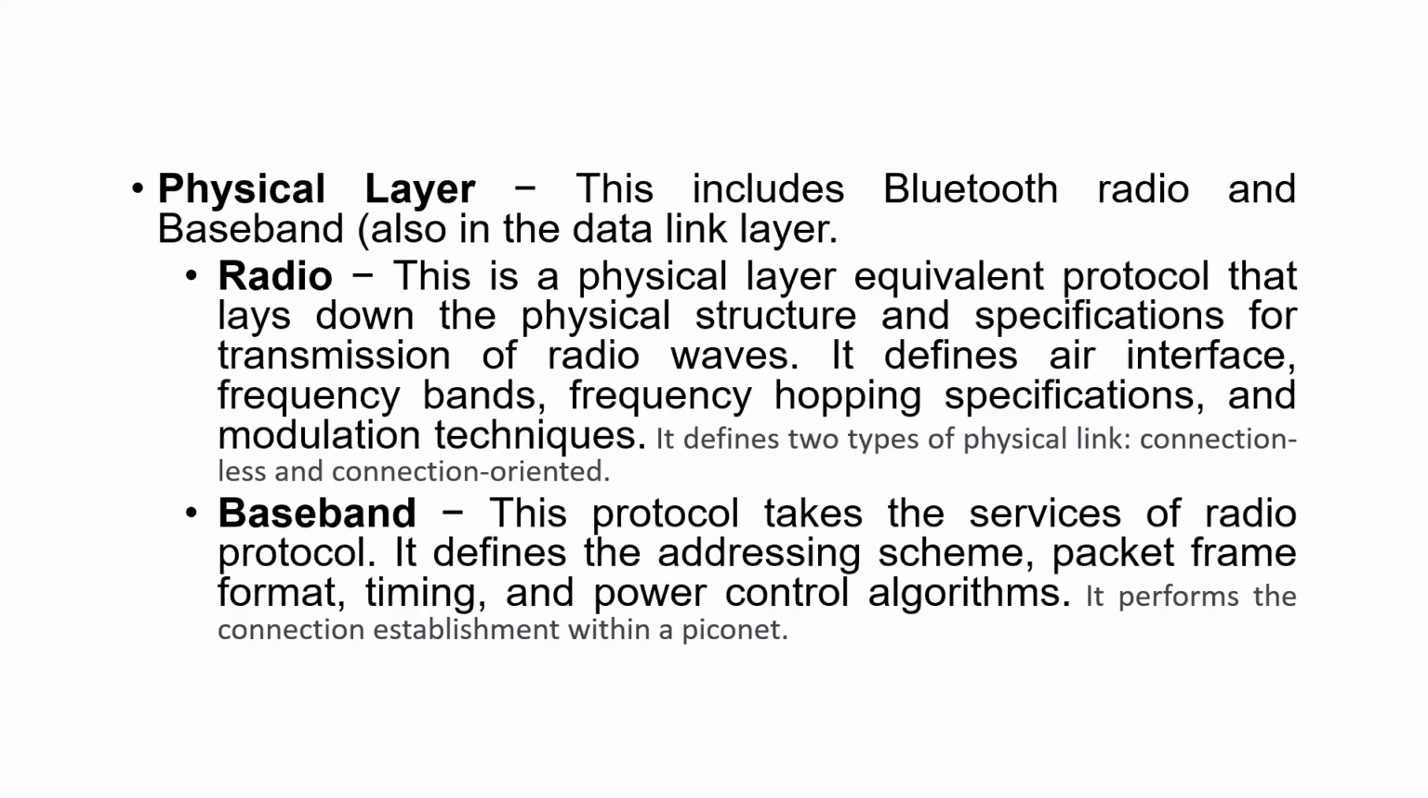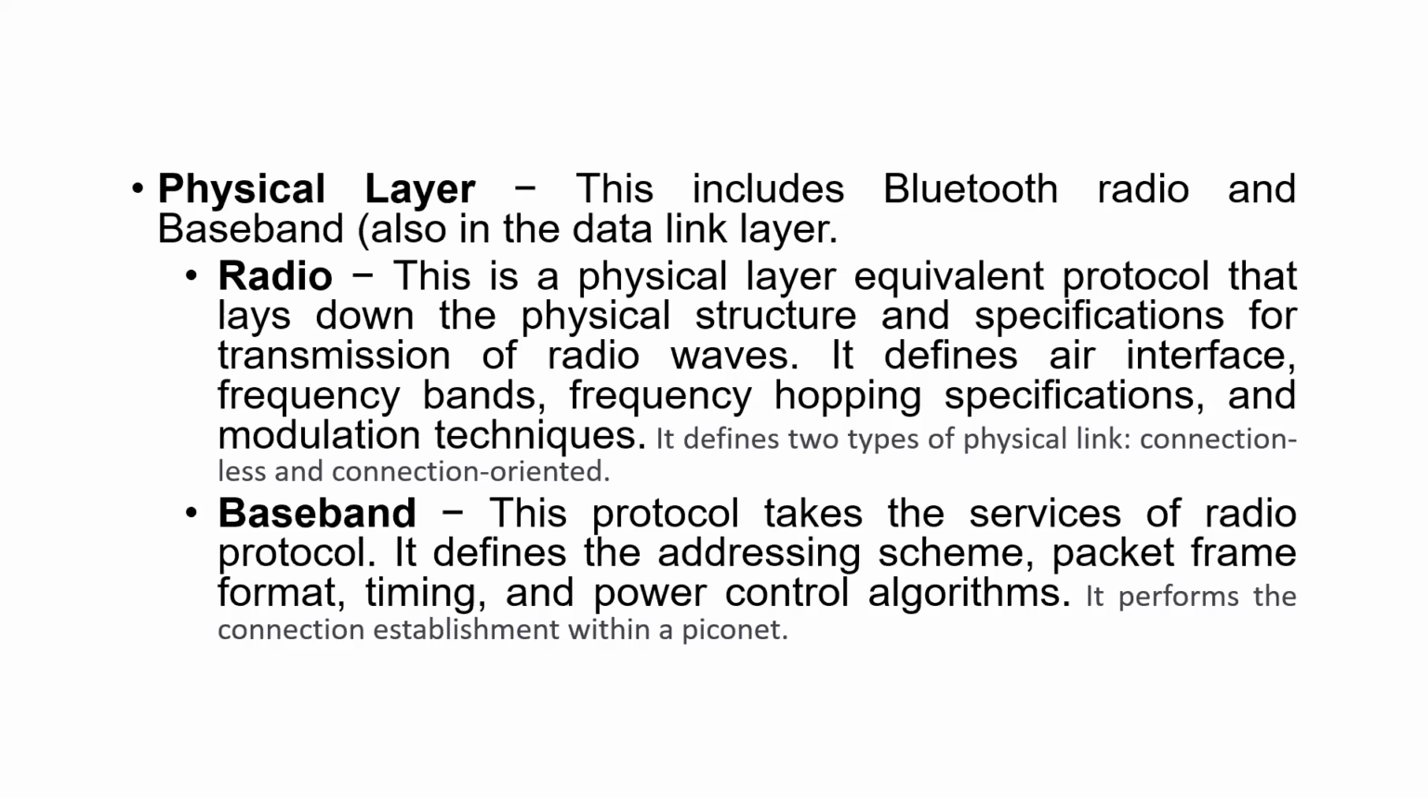Connection oriented means that before data communication, the connection between the 2 devices has to be established, and only then can there be data communication. But in case of connectionless, you can directly start with the data communication. So this is the basic difference between connectionless and connection oriented links. But both kinds of links are available in the Bluetooth radio. This physical layer lays down the physical structure and physical specification for the transmission of radio waves.